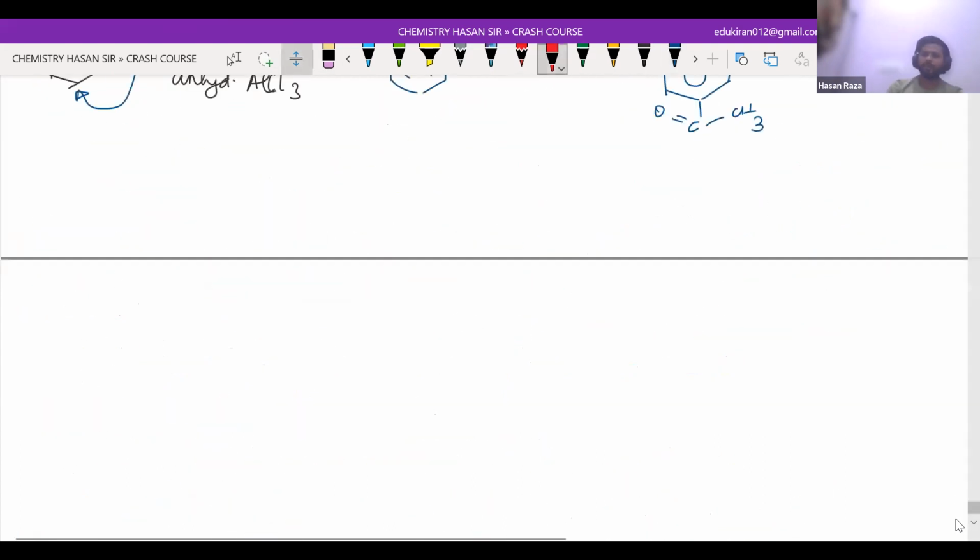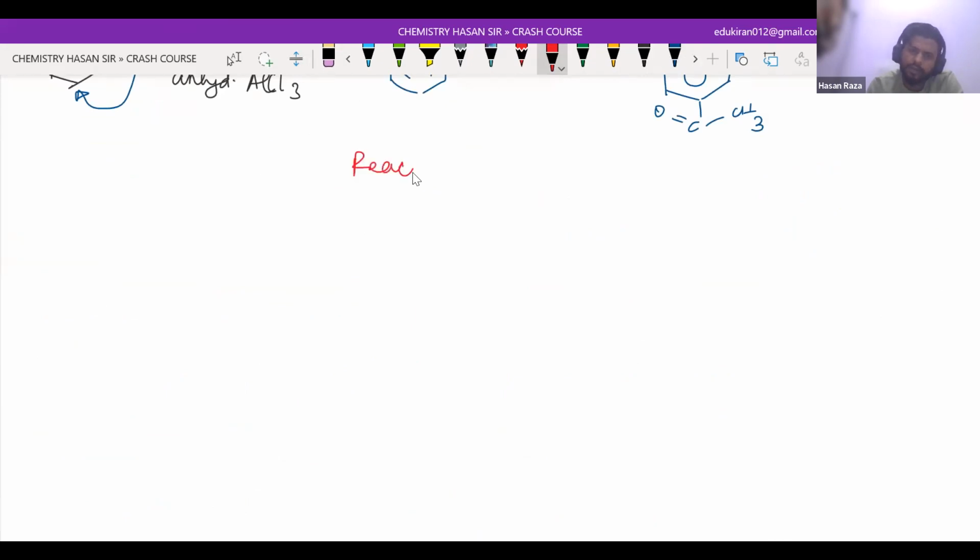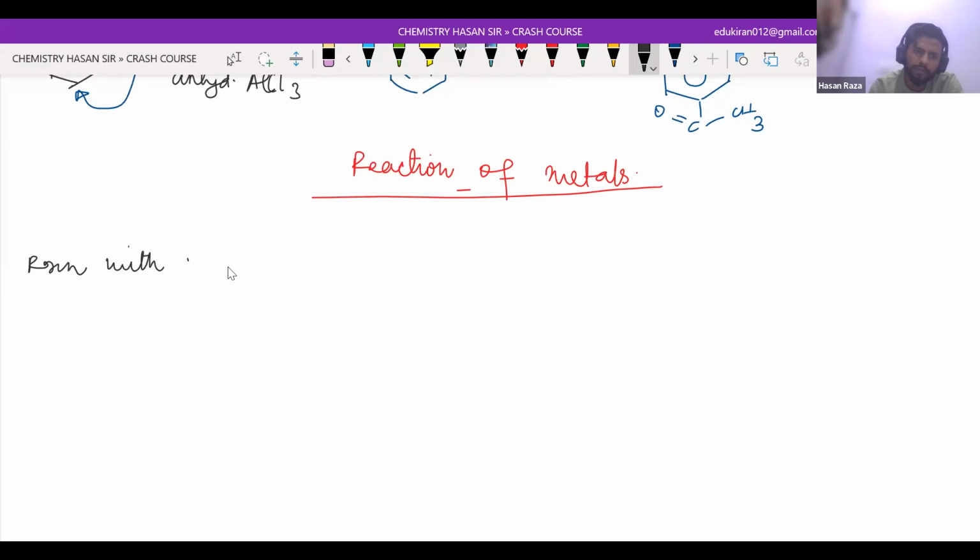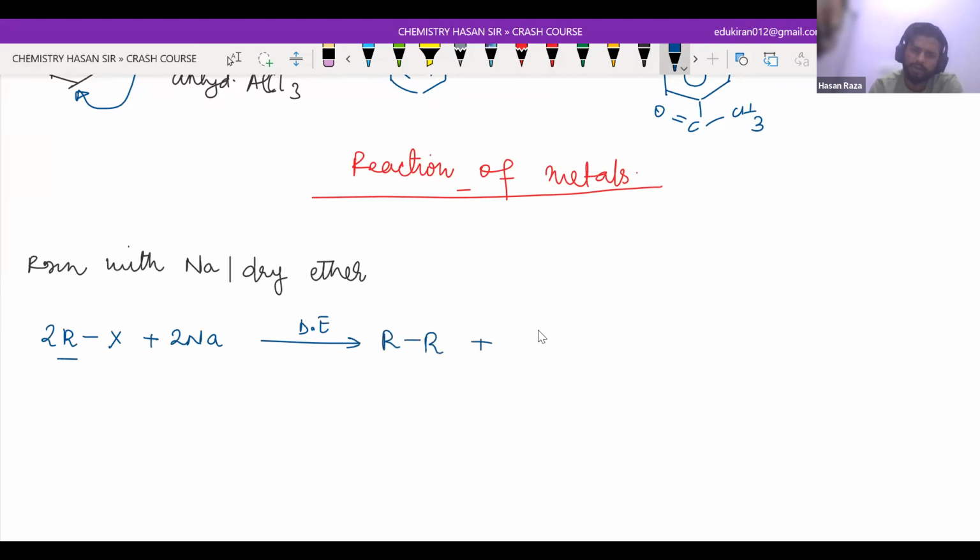So everyone is aware of this now. Now come to the next, that is basically reaction with metal, and this is your last reaction. In this, we have the first reaction with sodium in the presence of dry ether. If you have RX and you react this with Na in the presence of dry ether, you need to take 2 moles of this and double it and make a bond with each other. This is what you will get, R-R, plus 2NaX.